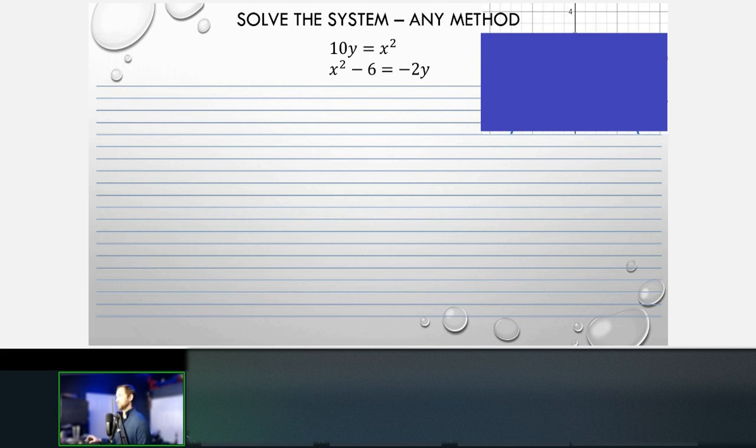All right. Now this is our last one. Any method. Which method looks the easiest? Elimination actually would work if everything was lined up properly. Elimination would also work, but substitute. It's already set up for substitution. We would replace this x squared with what it equals. So this becomes 10y. Then you would have 10y minus 6 equals negative 2y.